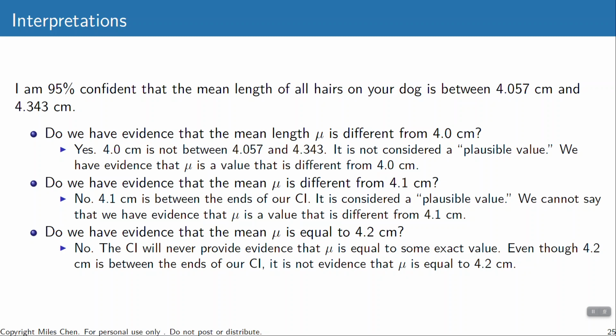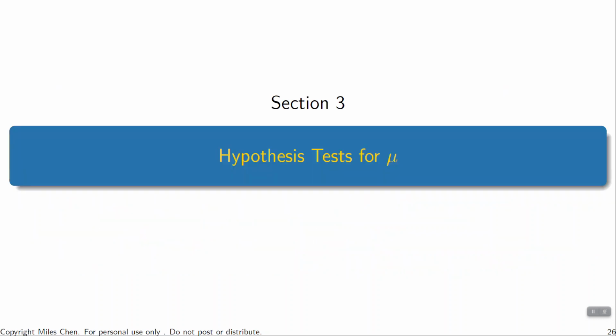So 4.2 is kind of smack in the middle of my confidence interval, but we can't say that it's certainly equal to 4.2. All we can say is 4.2 is a reasonable value. It's plausible. And that's what we have there. Okay.